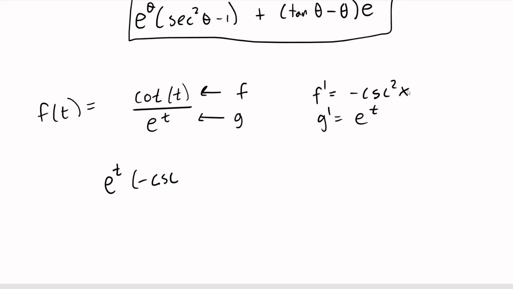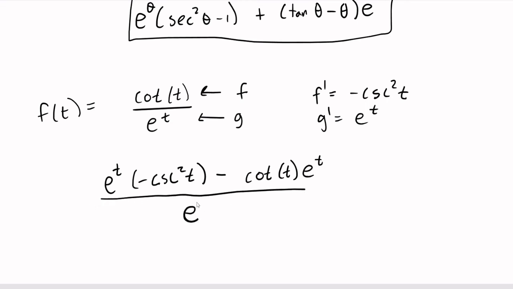cosecant, whoopsie, did I say x here? Bad, bad, bad. Keep your variables straight. All right, cosecant squared t. Okay, so low d high minus high, cotangent t, d low, e to the t, over low squared. Remember, e to the t squared is e to the 2t. Just a little side note.